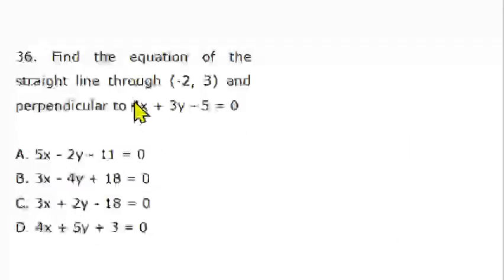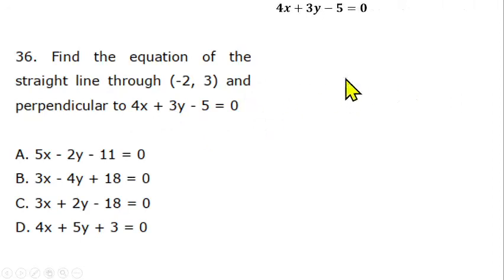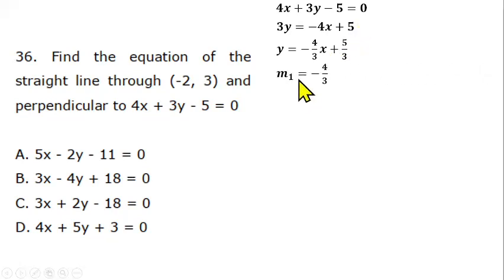Question number 36 is also from coordinate geometry. We have to find the equation of the straight line through minus 2 comma 3 and perpendicular to this line. So we have to find the gradient of this line. By making y the subject of the formula, we have 3y is equal to minus 4x plus 5. Divide both sides by 3. y will be equal to minus 4 over 3x plus 5 over 3. So that means the gradient, which we can call m1, is minus 4 over 3. And if the two lines are perpendicular, that means the product of their gradients should be equal to minus 1, which is the condition of perpendicularity.